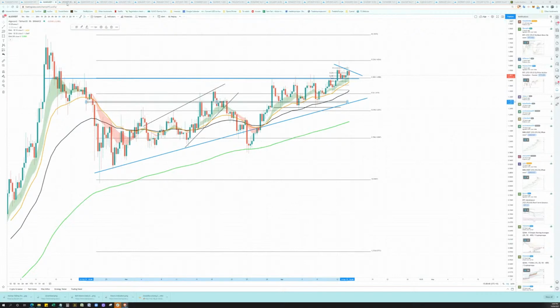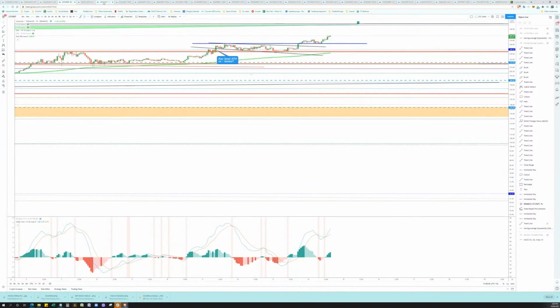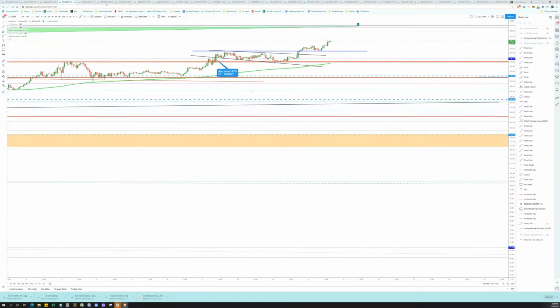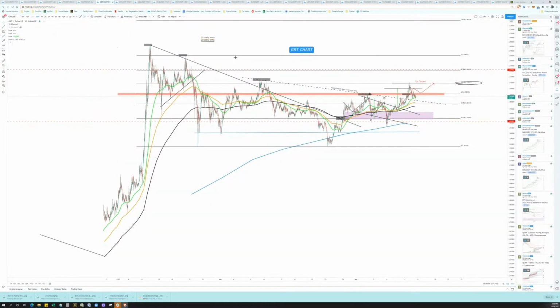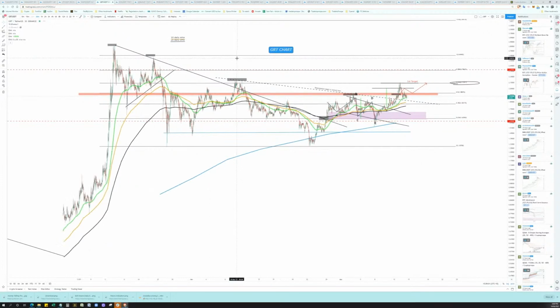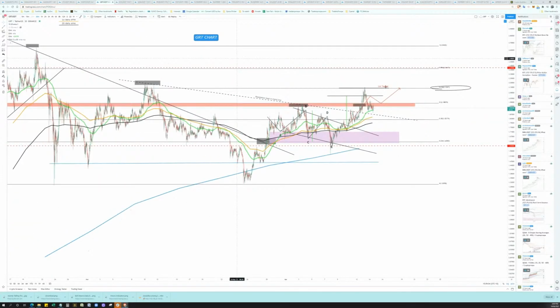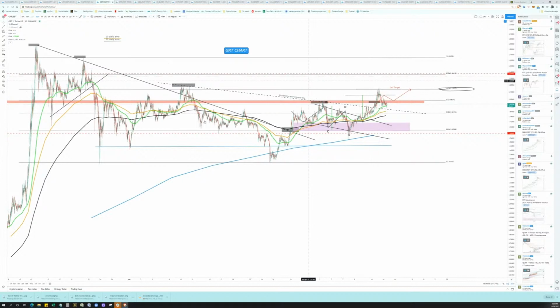What have we got? So Litecoin is very off. GRT, what's GRT doing? GRT is a bit disappointing. I thought it would hold this level, and it's not. So GRT is a bit slow, so I wouldn't touch that for a while.